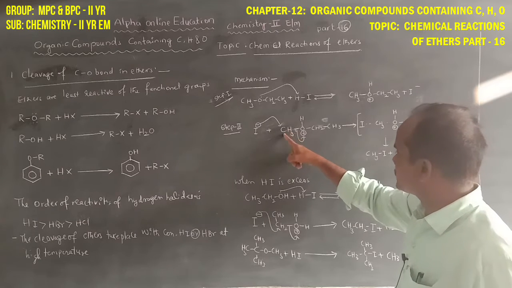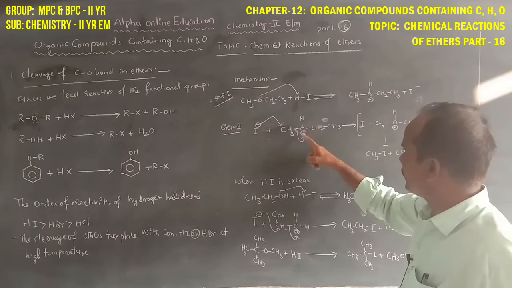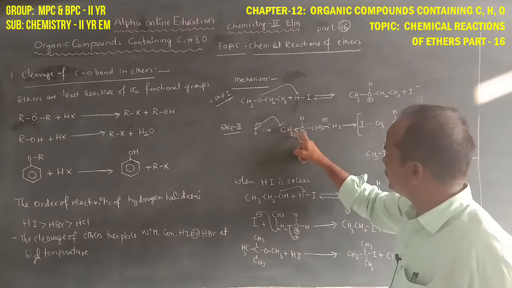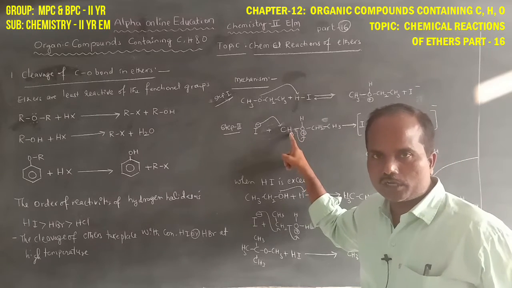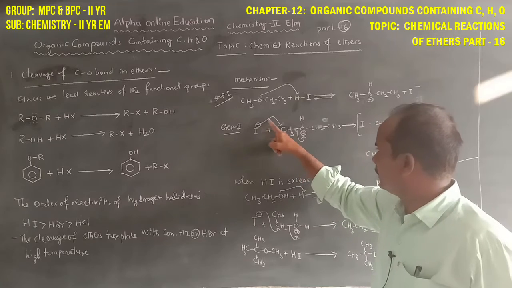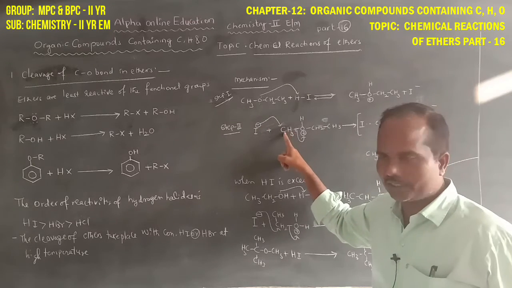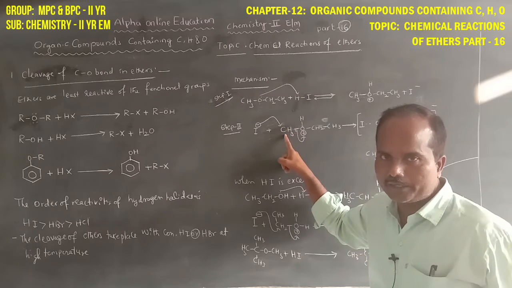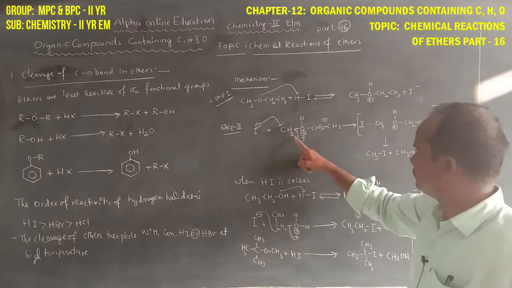The nucleophile attacks the oxonium ion at the unsubstituted hydrocarbon end. Here an ethyl group is present and here a methyl group is present. The methyl group is the unsubstituted hydrocarbon end, which is why the nucleophile easily attacks the methyl group.